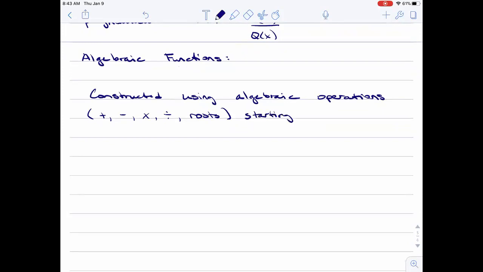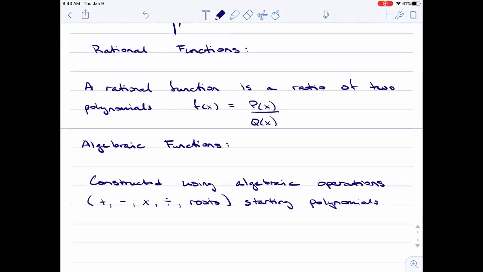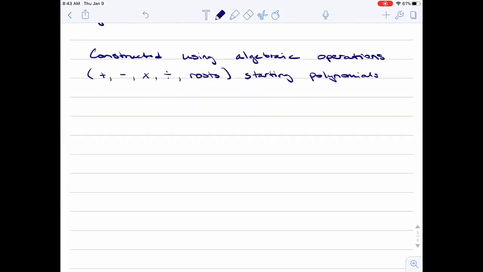Starting with polynomials. So at its base, there's a polynomial in there somewhere, and then we manipulate it, probably add or subtract other polynomials, divide polynomials, all that kind of fun stuff. So when we take a polynomial divided by a polynomial, that's introducing an algebraic operation to two polynomials. And so a rational function is an algebraic function. It's just a special case.